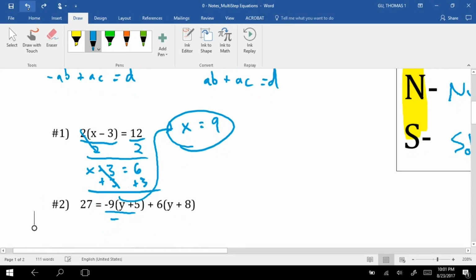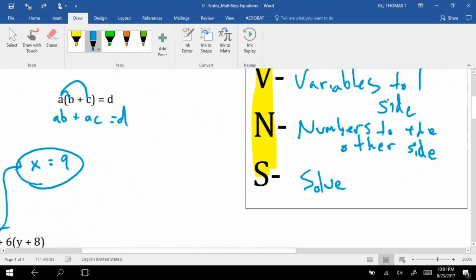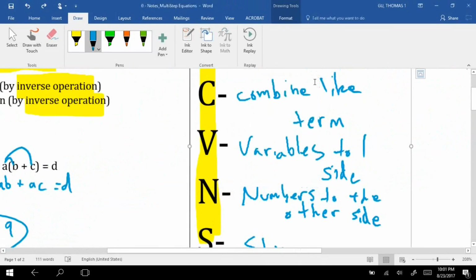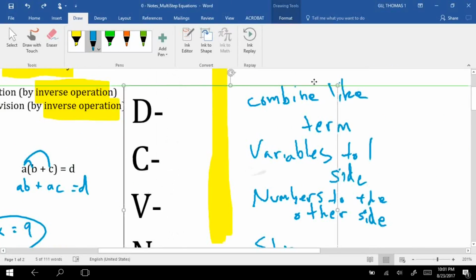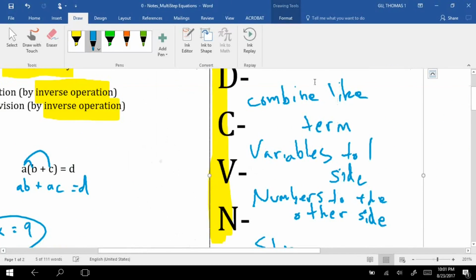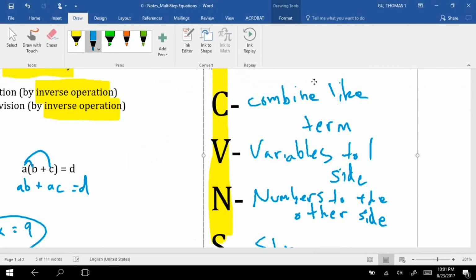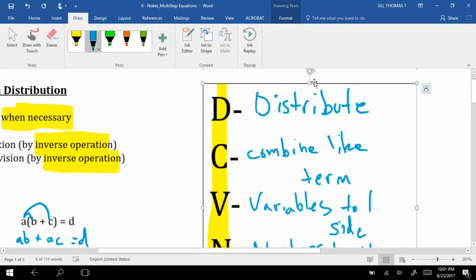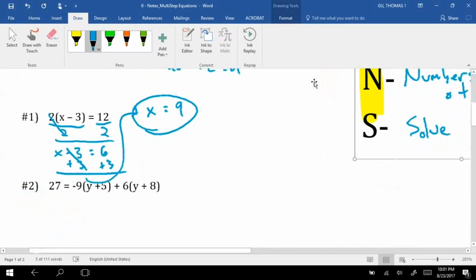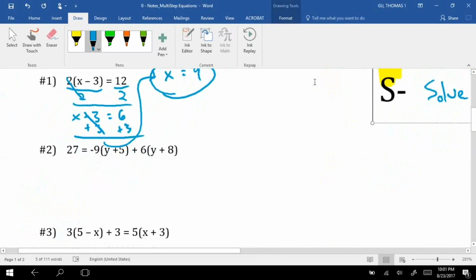So in this case, let's look at this thing. What does this tell us to do over here? There we go. So this one says distribute first. So let's distribute, guys. This one, it looks like it is necessary to distribute. Okay, so let's go with this.